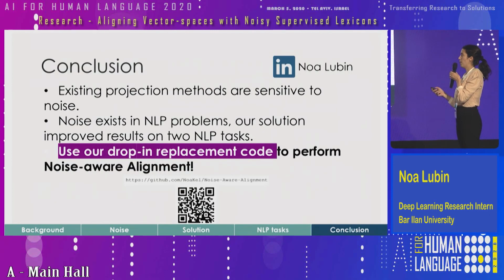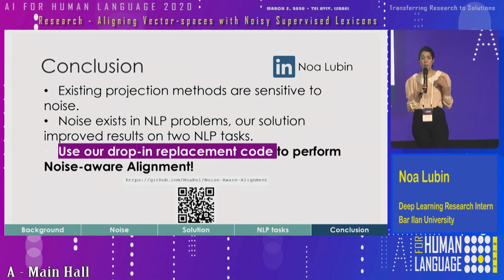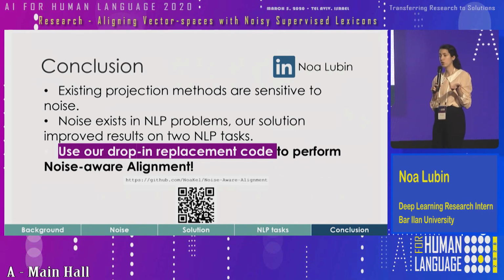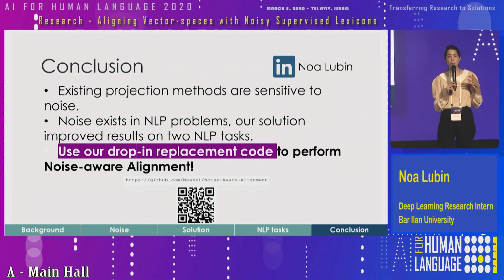So I want to sum up. In my work, we saw that the current methods are sensitive to noise in the form of incorrect word translation. I saw that noise does exist in real NLP problems and proposed a solution to solve it. And if you do any sort of alignment, it might not even be related to language, I highly encourage you to use my code. It's available and it's very easy to use.